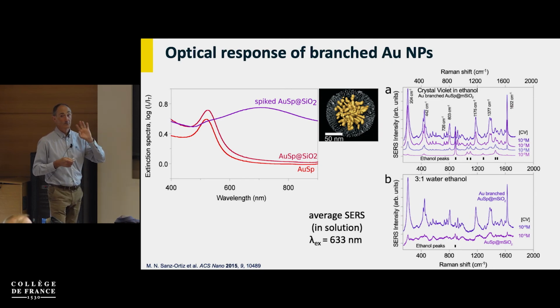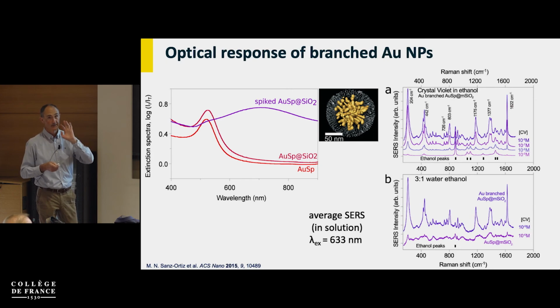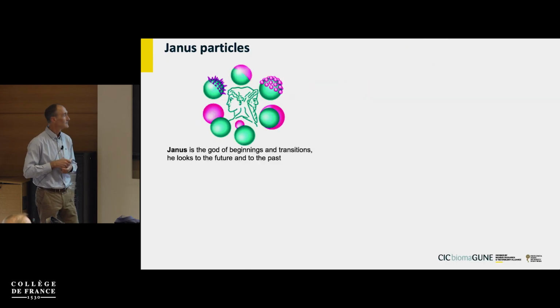Okay, one more piece to finalize. I think I went a bit too long today, but I wanted to tell you a little bit about Janus particles and why they can also be relevant. So you probably all know the concept. Janus was the god of beginnings and transitions, meaning that it had two phases, one looking at the past, one looking at the future, and this has been an inspiration for many people to create particles with two phases, with two different functionalities at two sides.